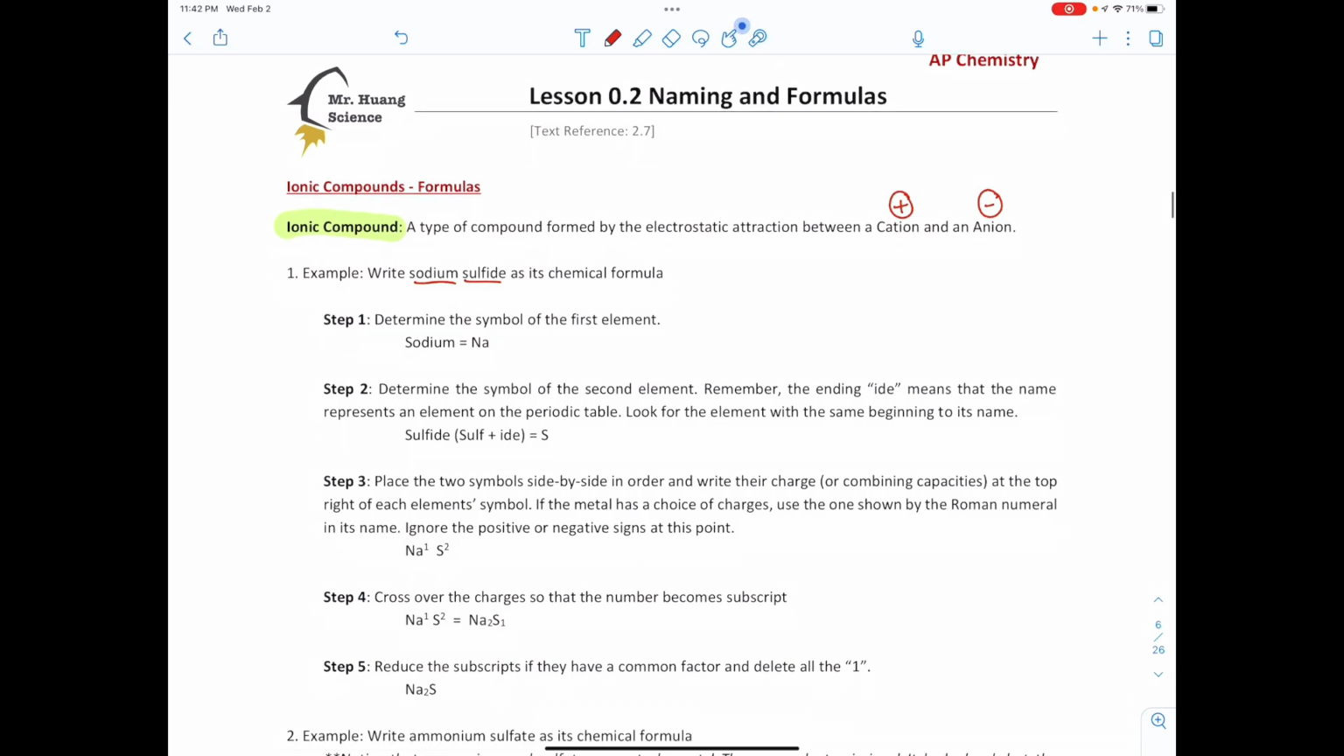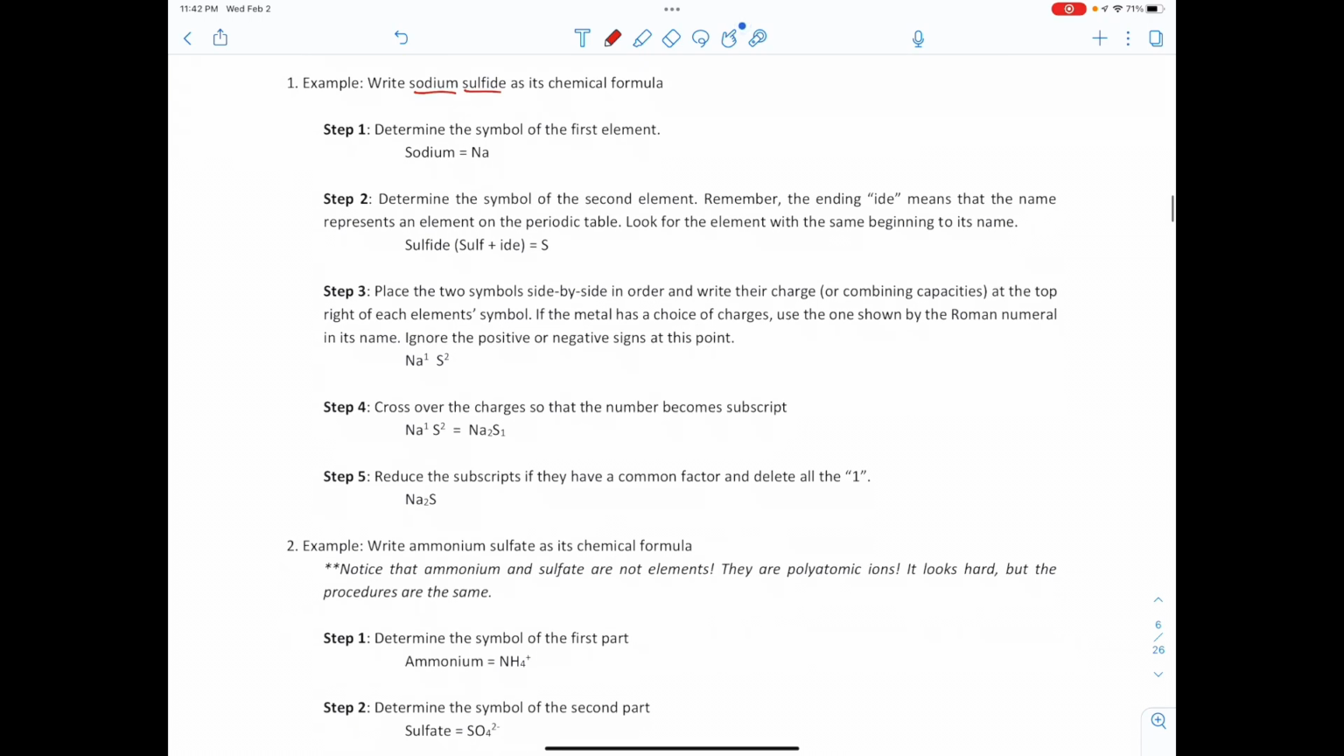If you look at sodium on a periodic table, you'll notice that the charge for sodium is a positive, or the positive invisible 1. So we're just going to write 1. And the charge for sulfur is a -2. We're going to ignore the negative sign, and we're just going to put the 2.